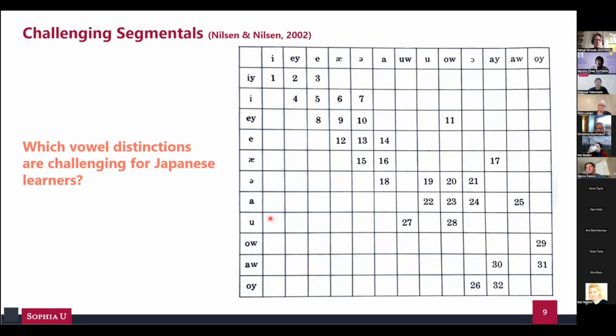So among those 32 vowel contrasts, which are challenging for Japanese learners, can you take a guess and type what your guesses are? You don't have to have a complete list of challenges, but can you just guess one or two and then type it in?